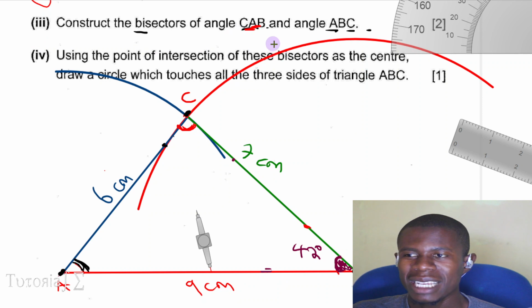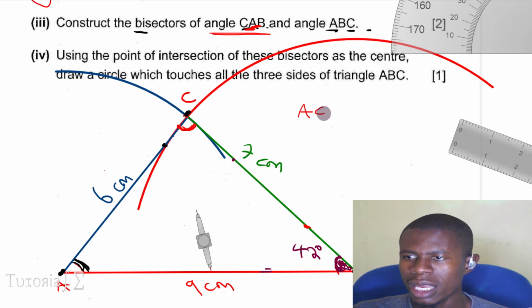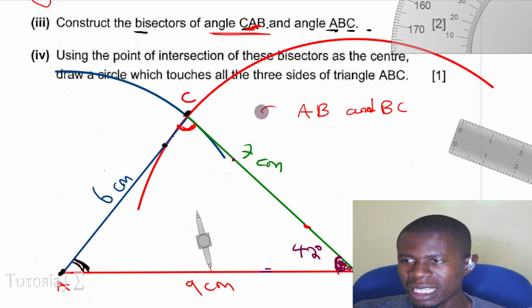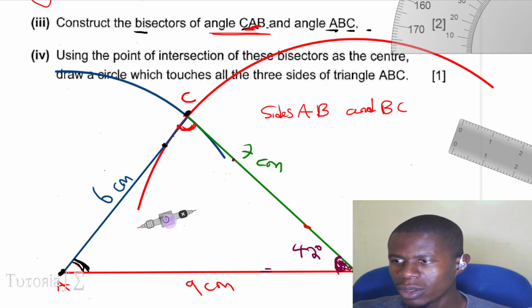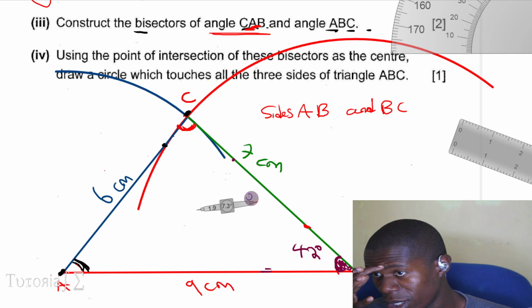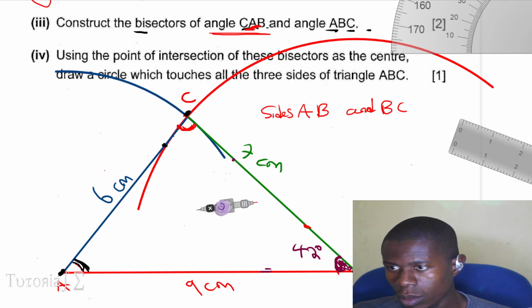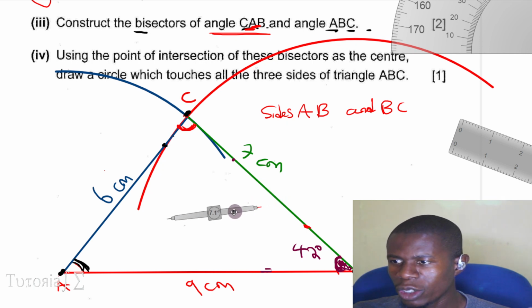So now suppose they say instead of bisecting the angles, they say bisect side AC. Let's use the same ones, AB and BC. So suppose you're asked to bisect the sides instead of the angles. So suppose you're asked to bisect the side AB. So you will go on AB, which is this line. You get your compass. You start from A, so that is where you put your needle. You put your needle on A. Okay, let me just extend it a bit. So you get your compass, you put it on A.